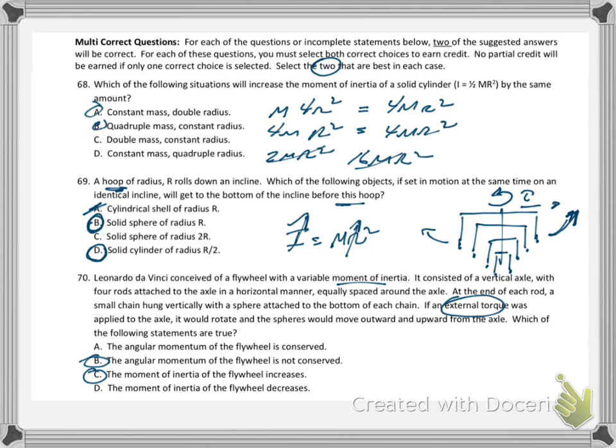Just like the young woman who's doing the spins on ice skates. As she stretches her arms out, her moment of inertia increases. Angular velocity, in that case, would decrease. All right, so B and C would be our correct answers.